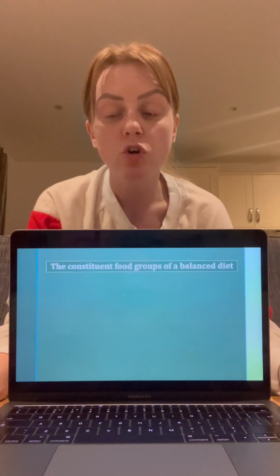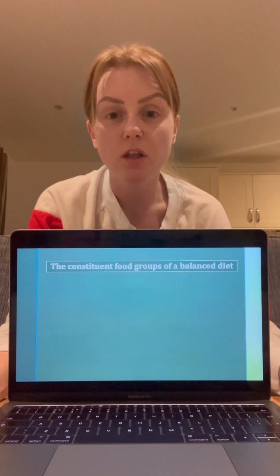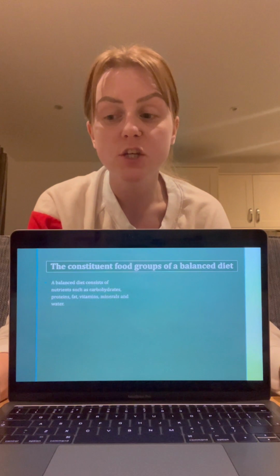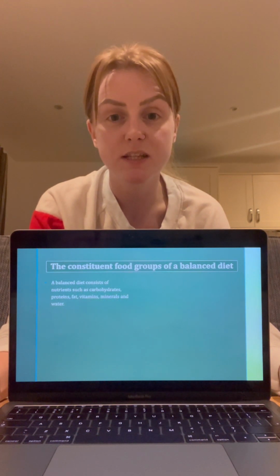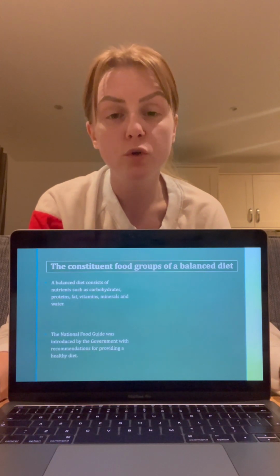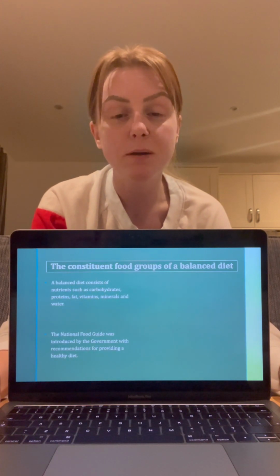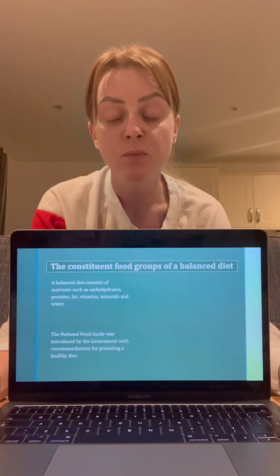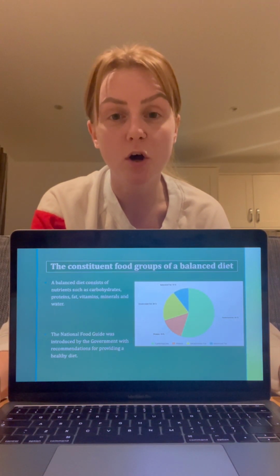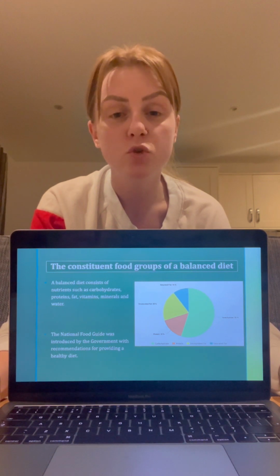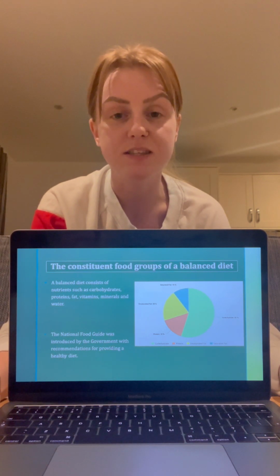For living beings to grow and have a long life, they must lead an active lifestyle and maintain a balanced diet. The constituent food groups of a balanced diet consist of carbohydrates, proteins, fat, vitamins, minerals and water. The National Food Guide, which was introduced by the government with recommendations on how to provide a healthy diet, as seen in the pie chart on this slide, recommends 55% carbohydrates, 15% protein, 20% unsaturated fats and 10% saturated fats.